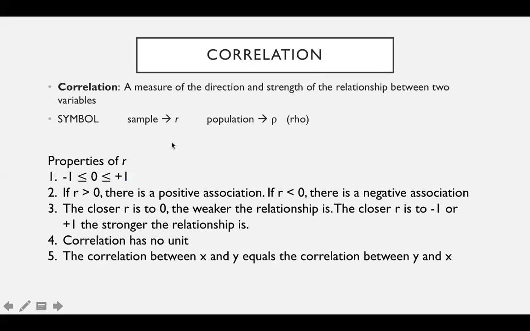It's important to note that correlation doesn't have a unit to it, so there's no unit of measure. I know it's a measurement, but there's no unit associated with it. So it's just talking about the strength and direction of the scatter plot. And then the correlation between x and y is equal to the correlation between y and x. So there's no specific order when it comes to talking about correlation here.